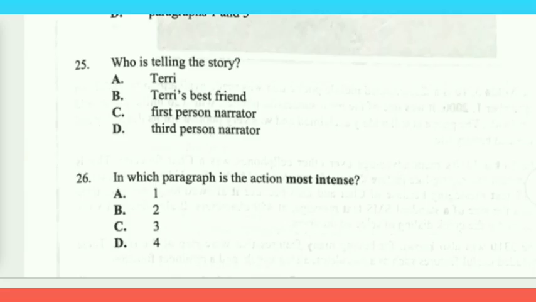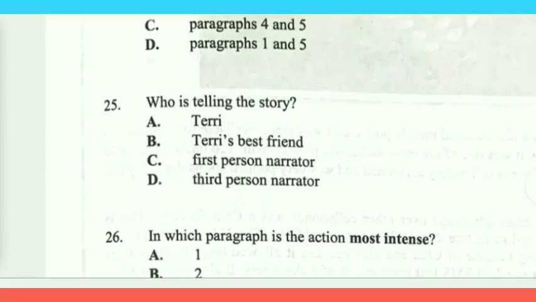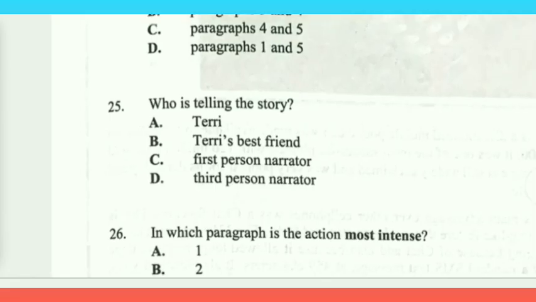Who is telling the story? We're sure it's not Terry. A says it's Terry because Terry will be using I and me and my. That's not the case. It's pure she and her and Terry we're hearing. It's not Terry's best friend. We're not hearing my best friend or my friend Terry. No. It's not the first person again.